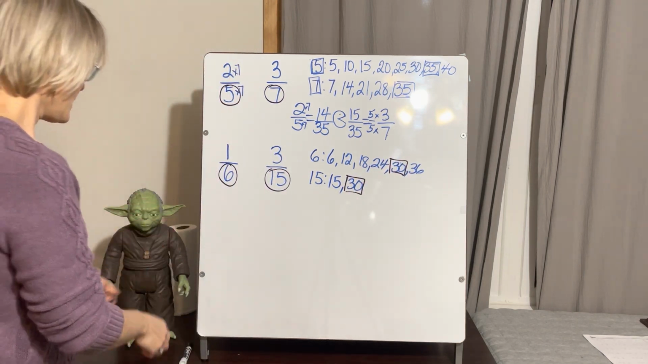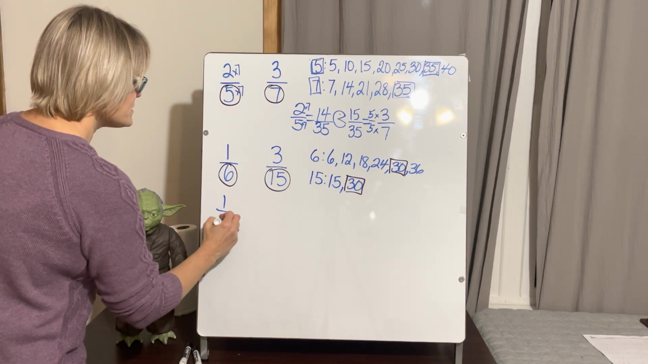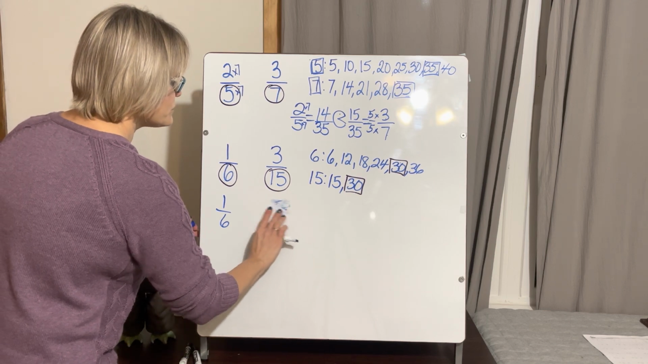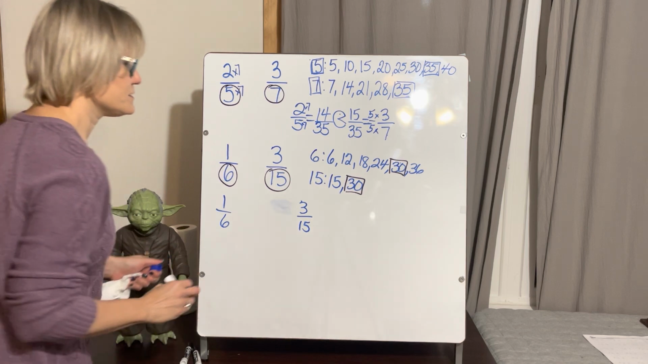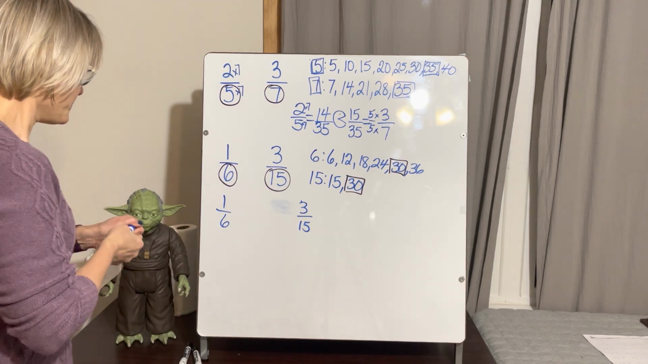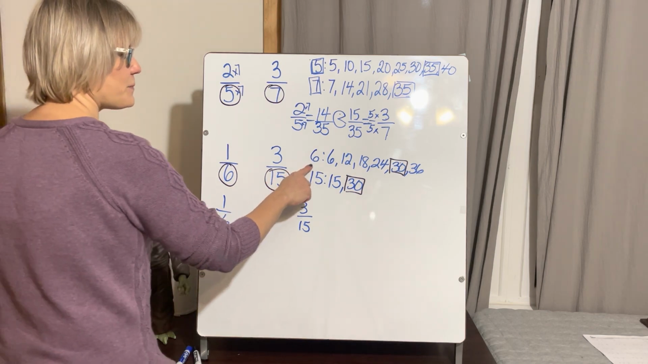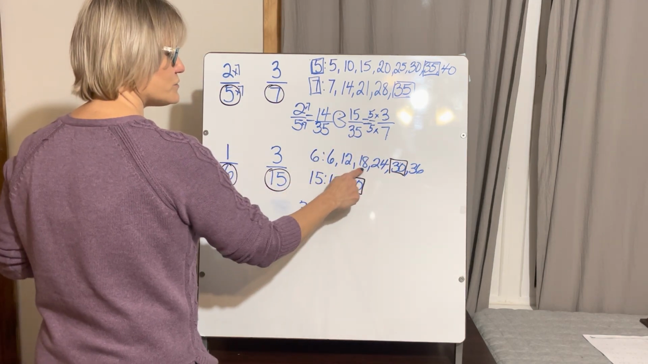Now I'm going to rewrite 1/6 down here and 3/15. What did I do to the 6? How many times did I count by 6's to get to 30? 1, 2, 3, 4, 5.